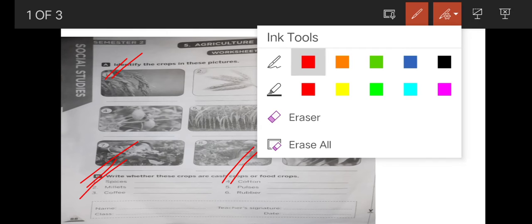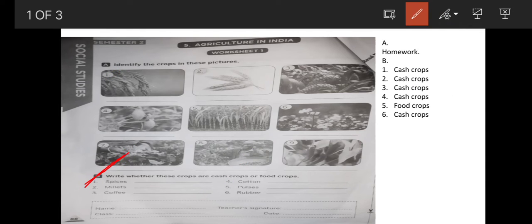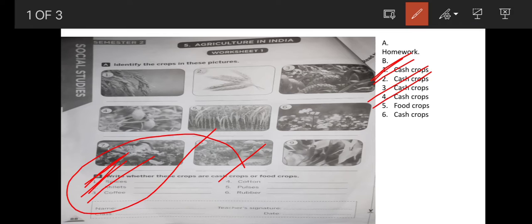So let us check it out. 1. Spices. Spices are cash crops. 2. Millets. Millets are also cash crops. 3. Coffee. Coffee is a cash crop. 4. Cotton. Cotton is also a cash crop. Why are these cash crops? Because these are all grown as a raw material for the industries.